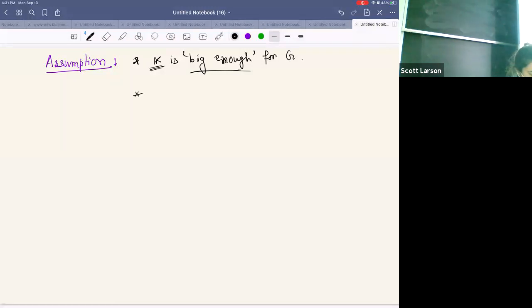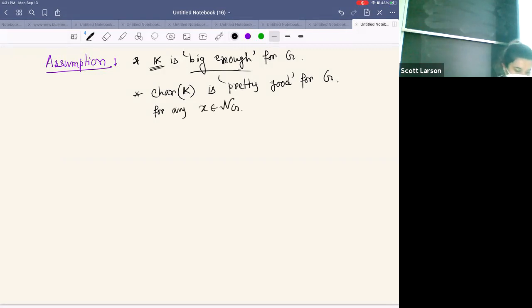Yeah, so the next one is that I need the characteristic of K to be pretty good for G. So what does this mean? If I take any x in the nilpotent cone of G, let's say the characteristic of K is p. Okay, so I want this p.